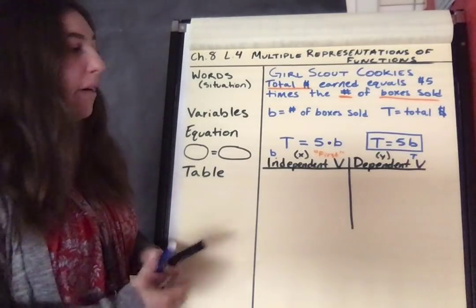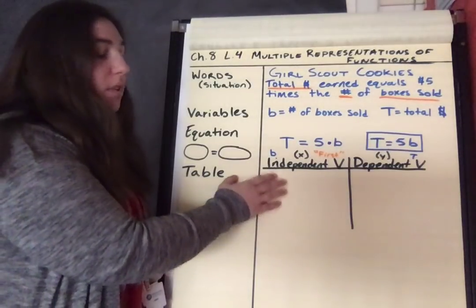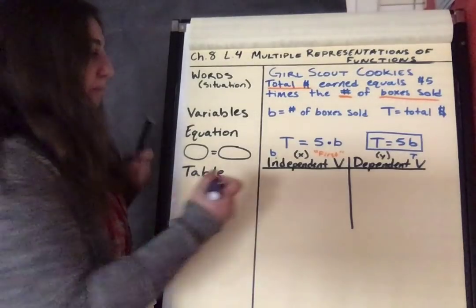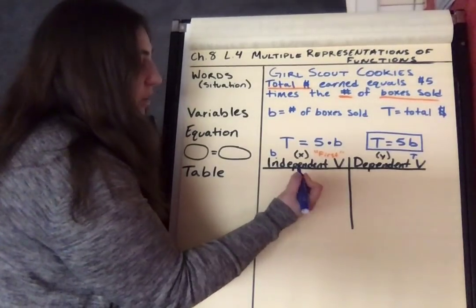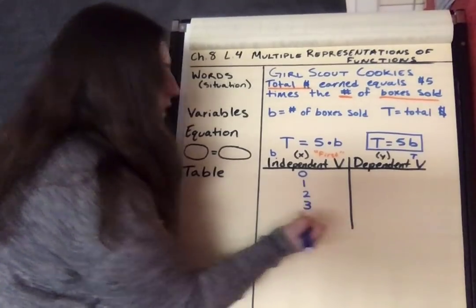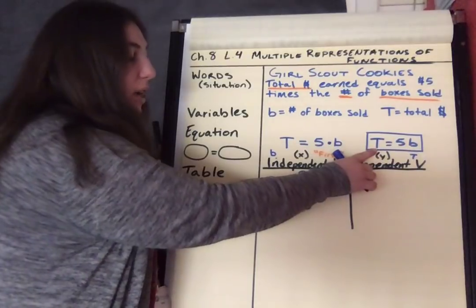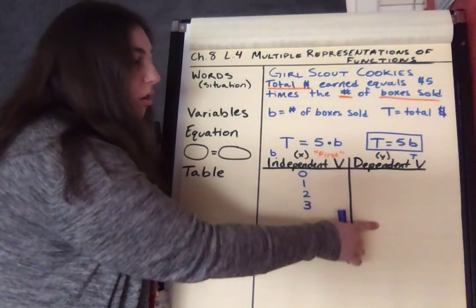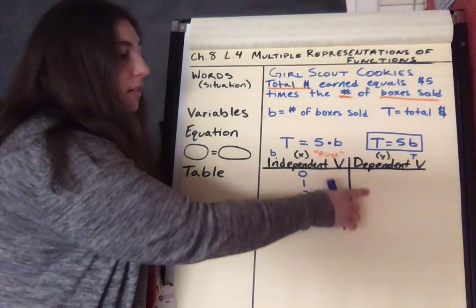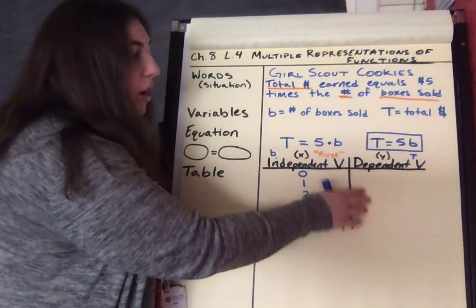Okay? So now I said previously that you always want to write down 0, 1, 2, and 3 for the first few of your x values, right, in a table. So 0, 1, 2, and 3. So I'm going to plug these values into our equation to see what the total amount of money, total cost is, and to see what our dependent values are, our outputs.